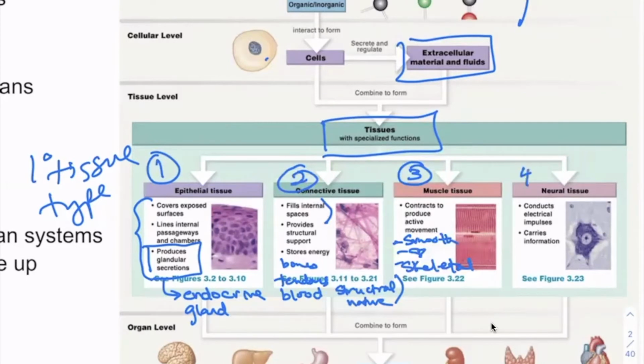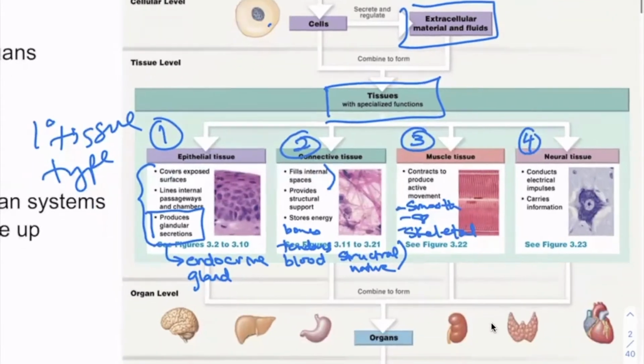The last one is neural tissue, and these neurons and neural glial cells produce and conduct electricity that will then excite another structure to release something, a chemical messenger, a hormone. And so this is the electrical system of your body.